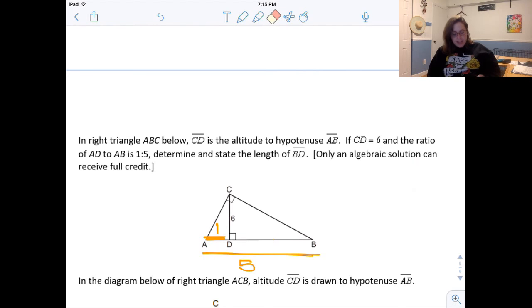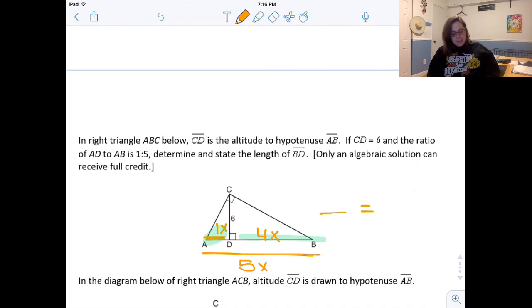So here's what I'm going to say. When I say I have a ratio of 1 to 5, that doesn't mean that this piece is 1 long and that piece is 5 long. It really means that this is 1 times some number and this is 5 times some number. So what I need to know is this. If this is one piece, this has to be the other 4. So if that's 1x, this is 4x.